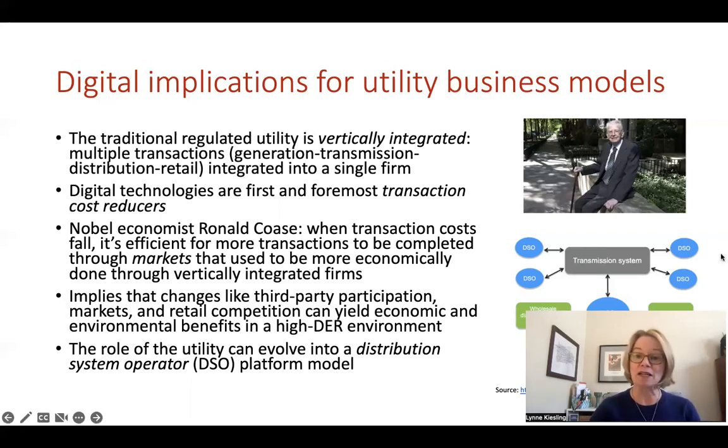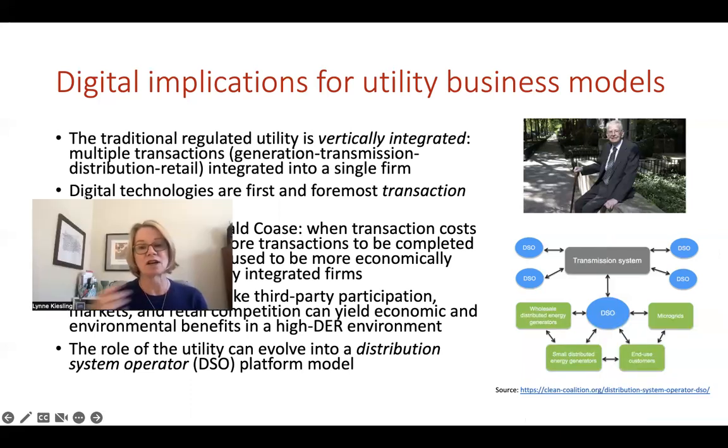So you would expect, in a period of digitalization, to see changes in the utility business model to reflect the fact that digitalization reduces transaction costs. And so this implies that things like third-party participation and markets and retail competition can yield economic and environmental benefits, particularly in this new high DER environment that we're going into in the mid-21st century.